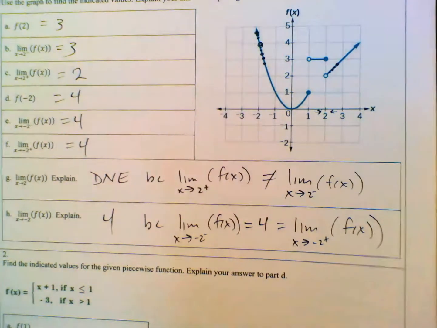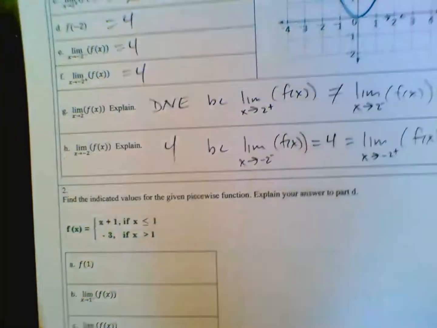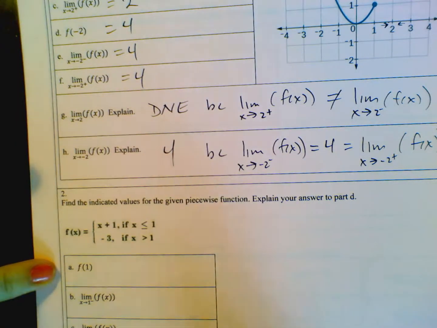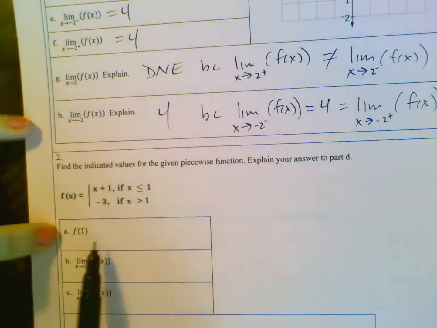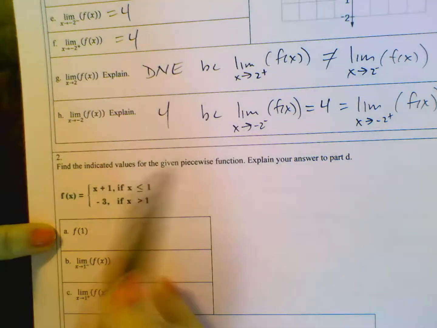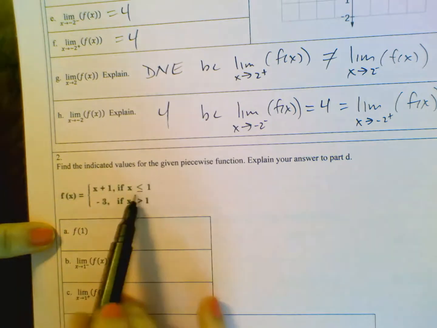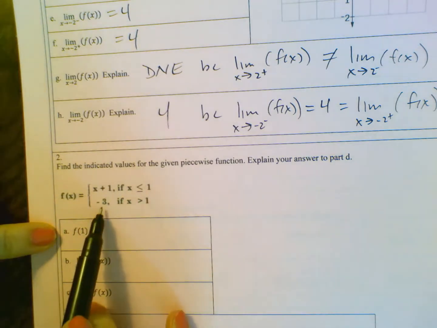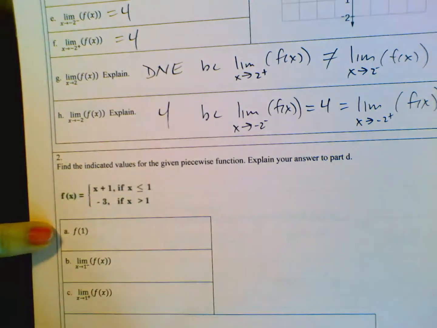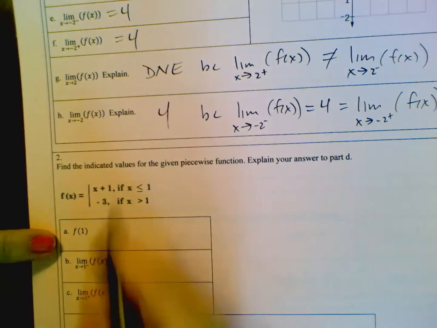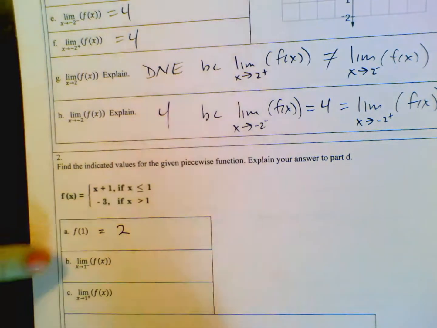Okay. Number 2, find the indicated values for the given piecewise function, and then we're going to explain our answer to part D. Okay, so f of 1. We're using this part for x less than or equal to 1, and this part for x greater than 1. So f of 1, I'd be plugging into this top, and it'd be 2.